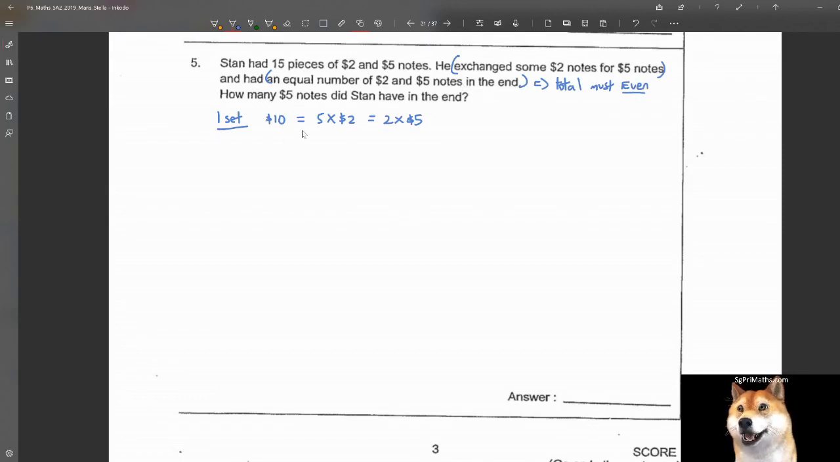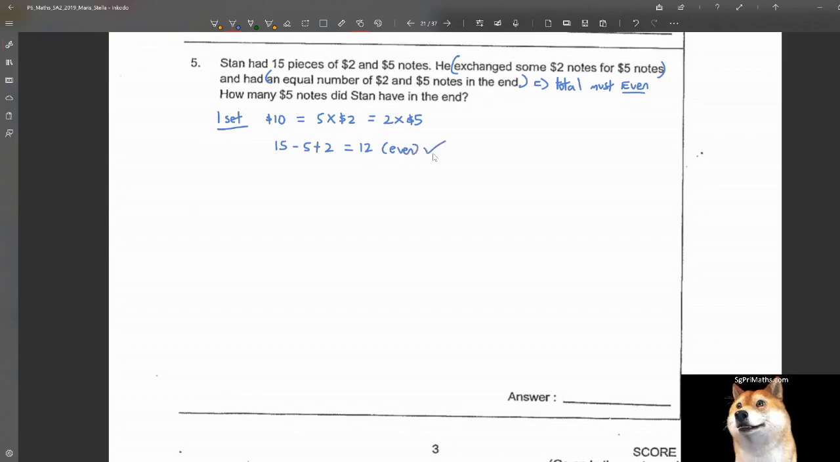So when we look at one set, let's say 15 pieces, and Stan exchanges one set, which means he will take away 5 pieces of $2 plus 2 pieces of $5. This will give us 12. So it's even.